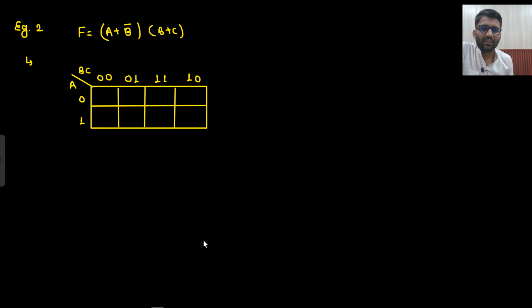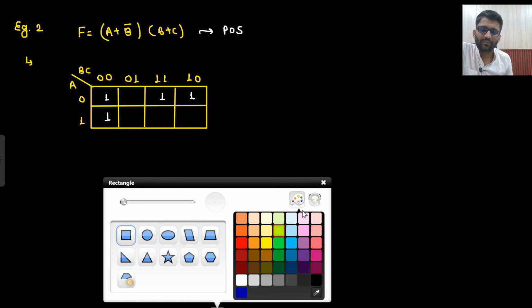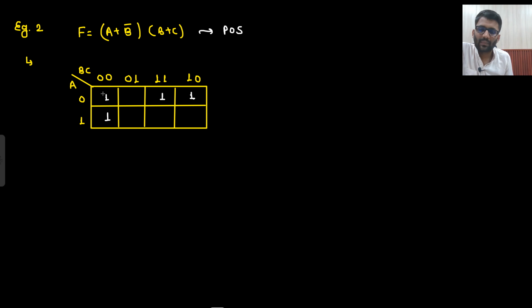A plus B bar into B plus C. A plus B bar, A plus B bar. So this is the POS form. So A plus B bar into B plus C. So this is your A and B bar, B bar means 1. Right? This is your A, B bar. B plus C, B plus C. So this is the pair. This is the pair.